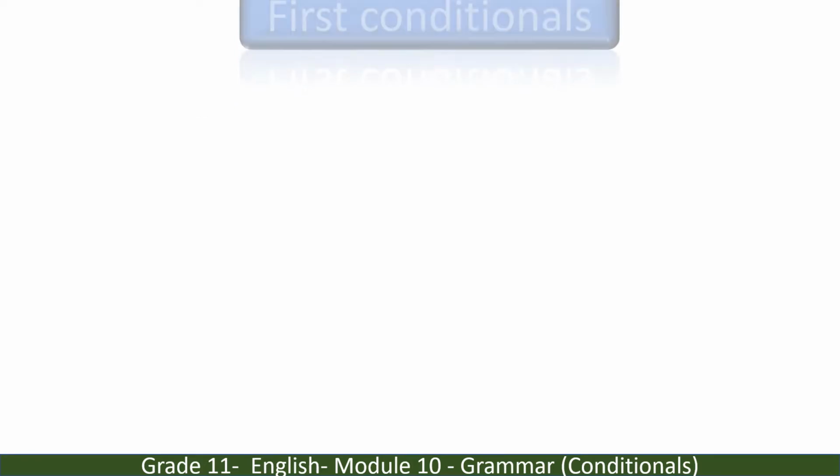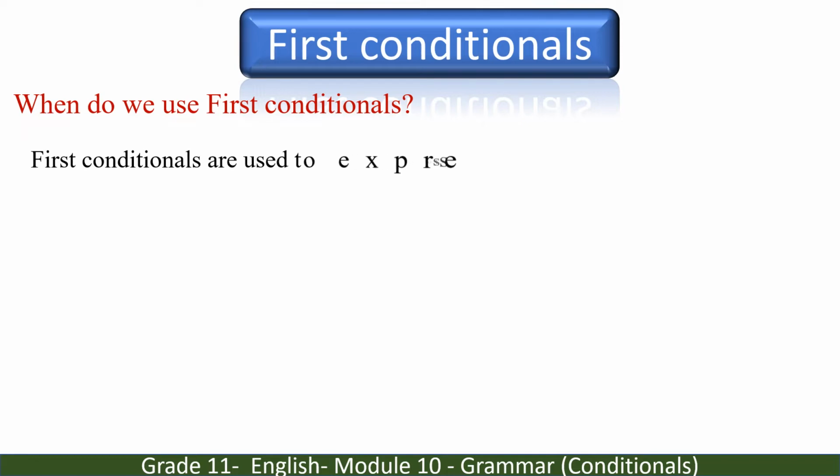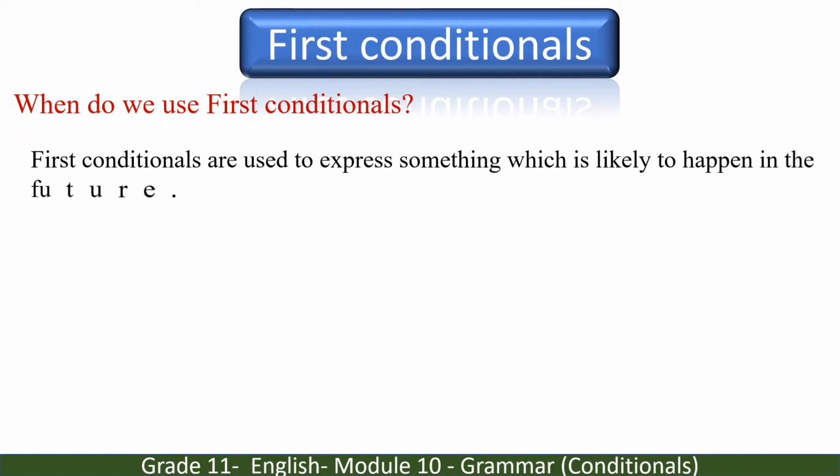Now let's look at another type of conditional sentences, first conditionals. First conditionals are used to express something which is likely to happen in the future. In other words, conditions that have a real possibility of happening in the future. Unlike zero conditionals, we are not 100% sure, but there is a big chance that it will happen.